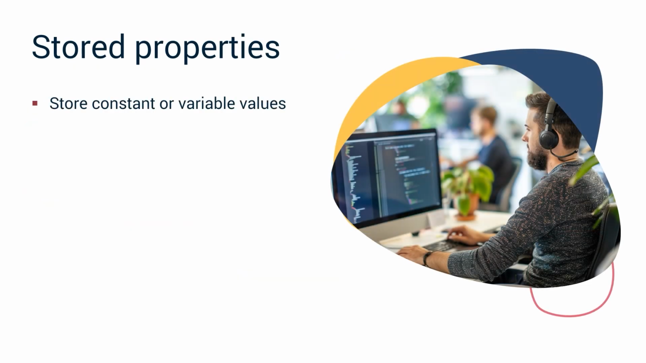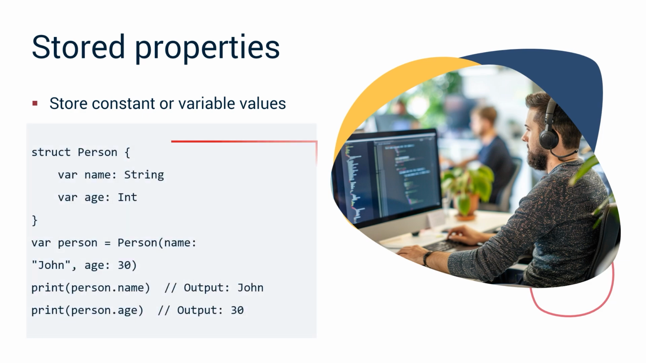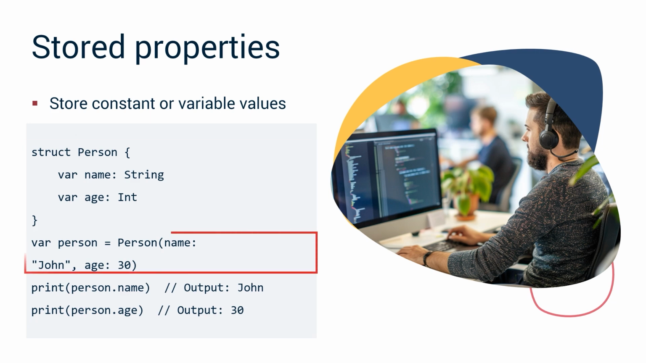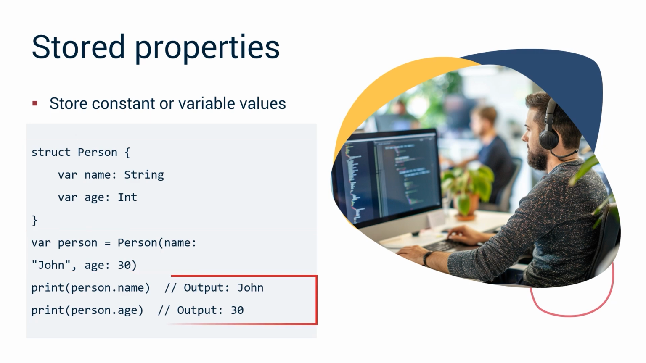Stored properties store constant or variable values as part of an instance. For instance, in this code snippet, the struct person defines a structure with two stored properties, name of type string and age of type integer. Then, printPerson.name and printPerson.age display the values of name and age from the person instance as John and 30, respectively.